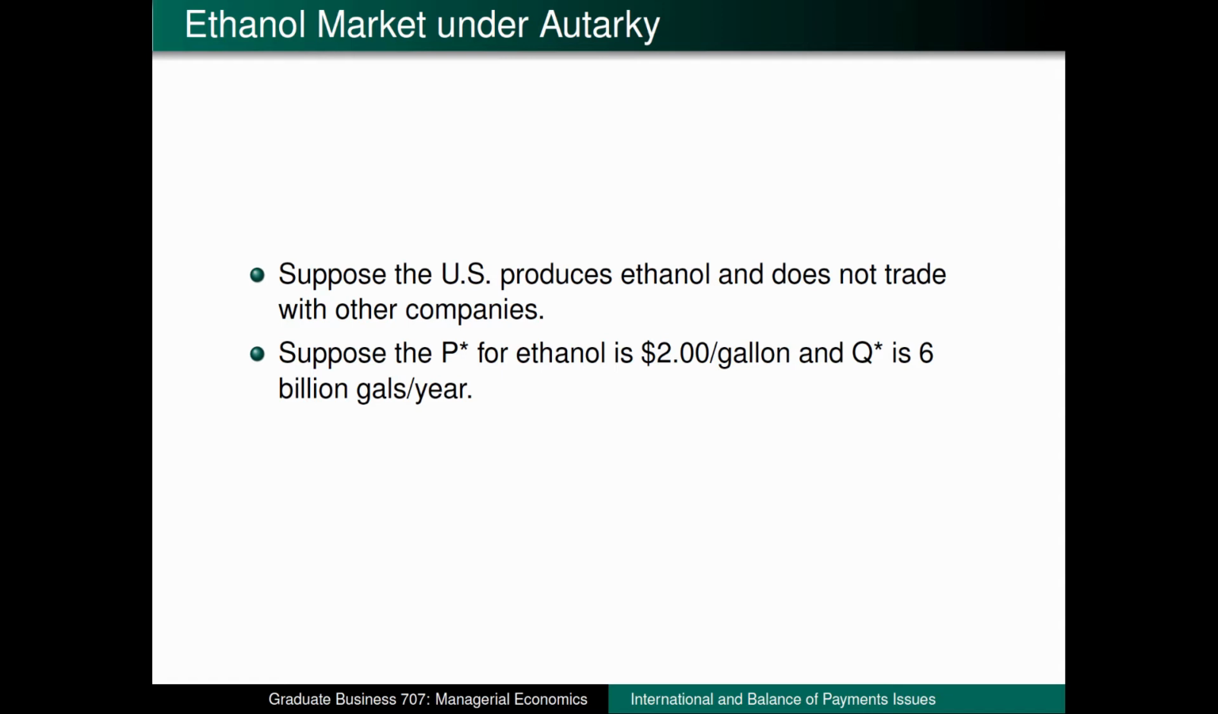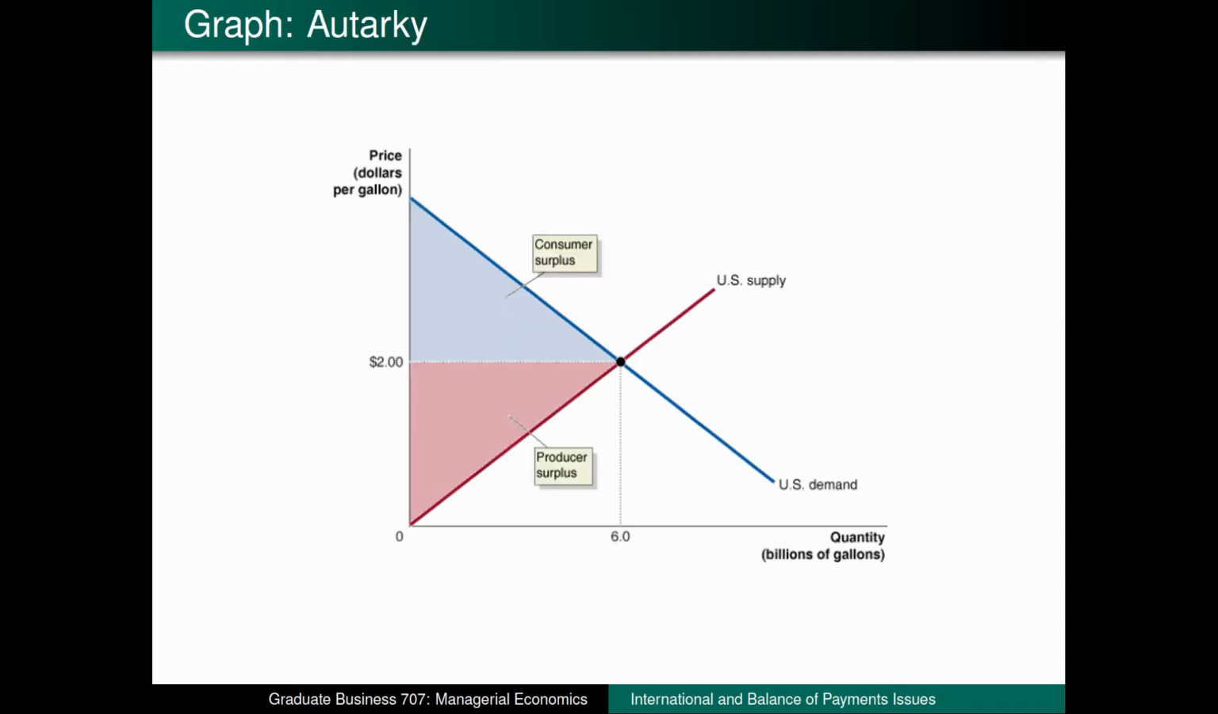To start, let's assume that the US is a closed economy without any foreign trading partners. Let's also assume that the government doesn't intervene in the economy. In this case, we'll say that the equilibrium price for ethanol is $2 per gallon and the equilibrium quantity is 6 billion gallons per year. We can see how we can illustrate this scenario on a graph using our basic supply and demand curves. Again, the equilibrium price is $2 and the equilibrium quantity is 6 billion gallons.